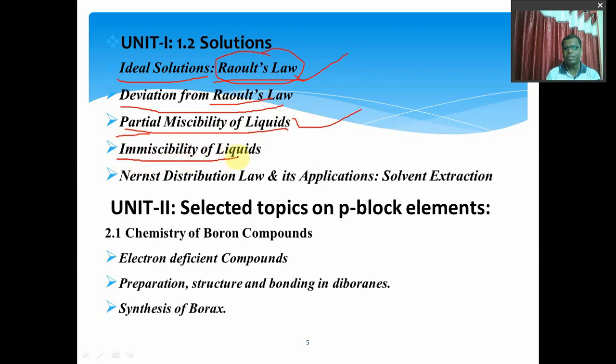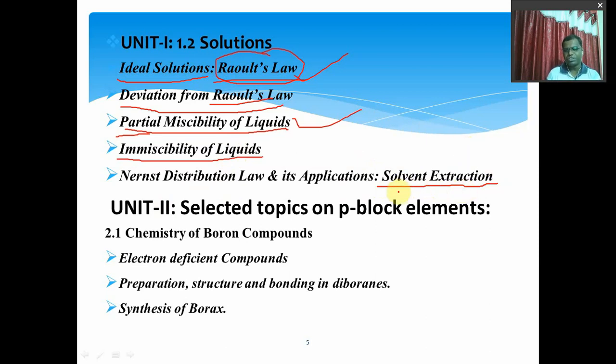Again, if these are completely immiscible, then this is called the immiscibility of liquids. There are many examples in the partial miscibility and immiscibility of liquids that we are going to discuss. And if two liquids are completely immiscible, then that technique is also used in one of the important processes that we call solvent extraction.